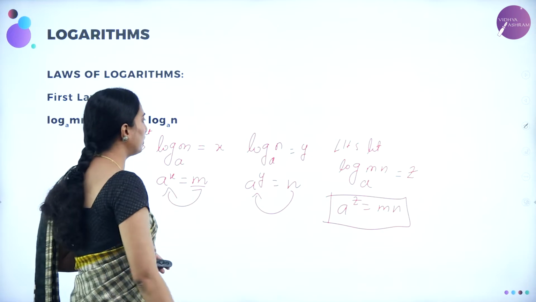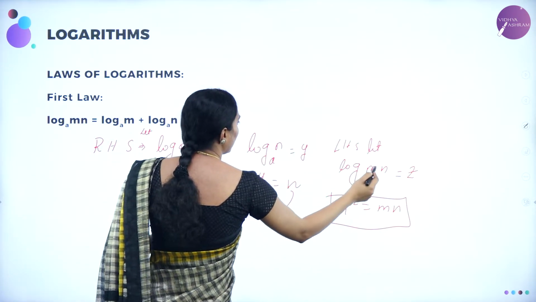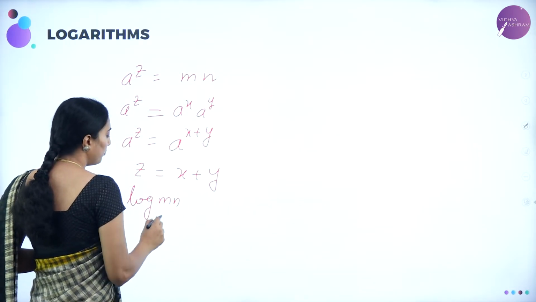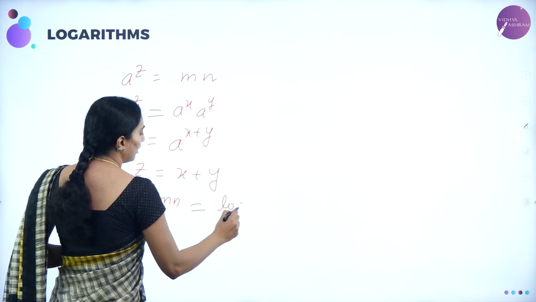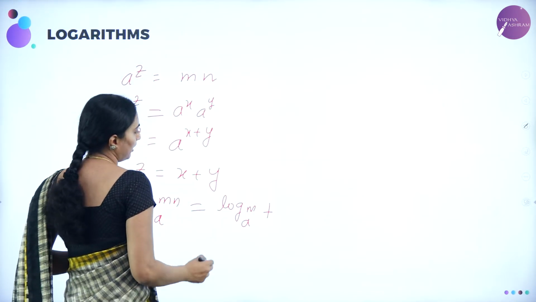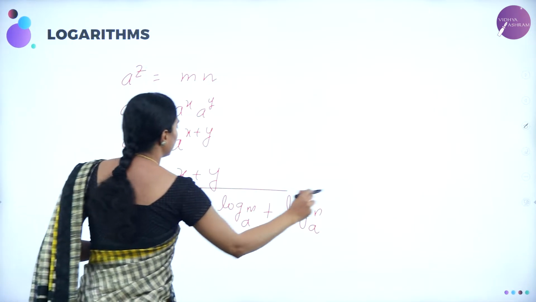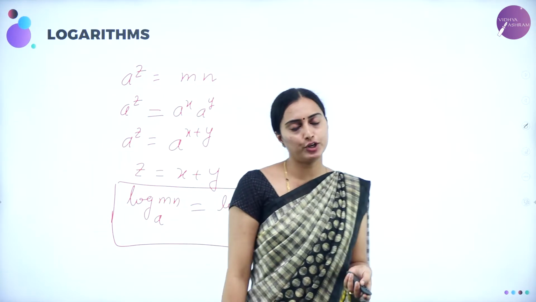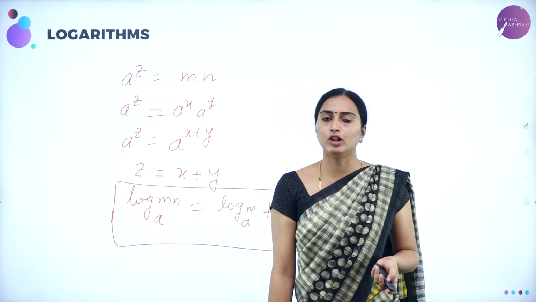Now, what is z? What is x? What is y? Z is log mn to the base a. Substitute: log mn to base a is equal to x, which is log m to base a, plus y, which is log n to base a. This is your proof, dears. That's it. Right? That is easier. This will be asked for a 2 marker also if they ask in your final examination. Proof of the laws of logarithms.